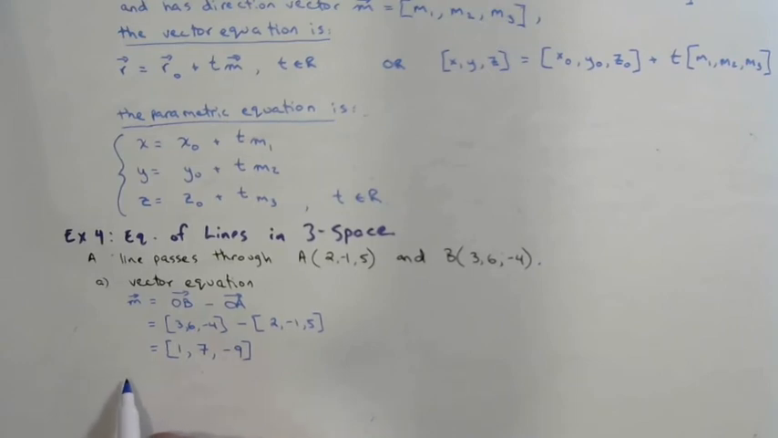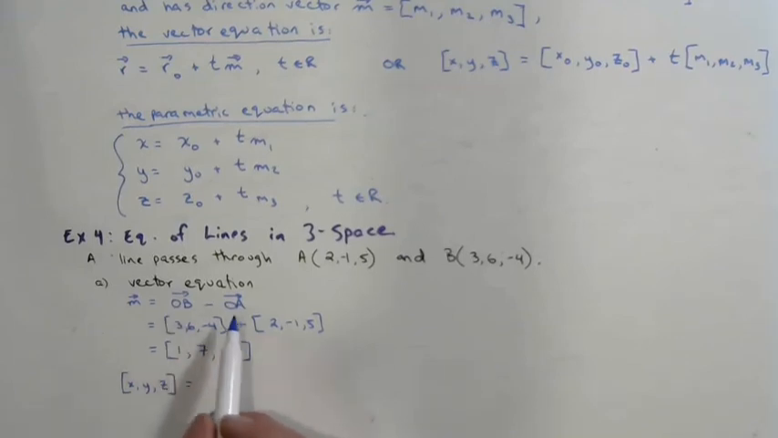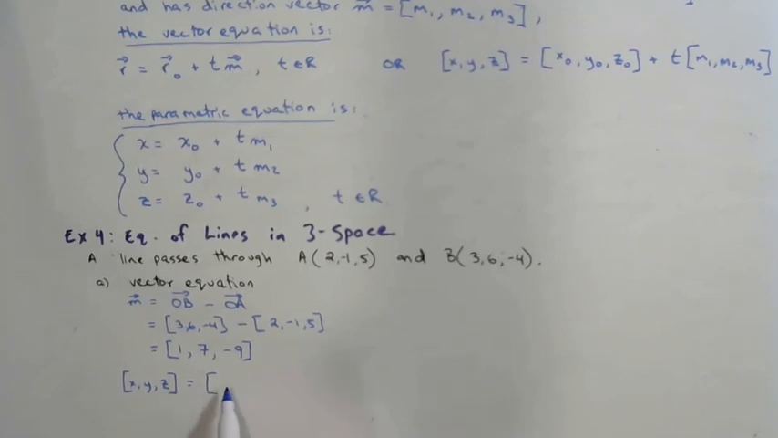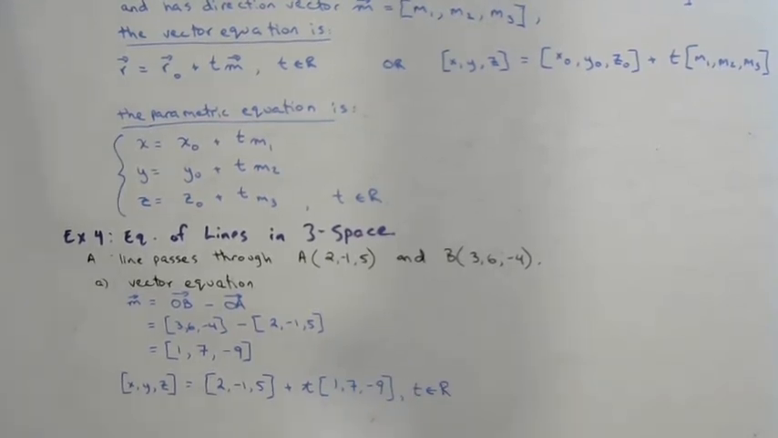So now in order to determine our vector equation, we have x, y, z. That is going to be the vector. I just need to start with one of my position vectors. I'm going to start with OA, 2, negative 1, 5, and I'm going to add some multiple of our direction vector, 1, 7, negative 9. And note that t belongs to the set of real numbers. There's a vector equation.